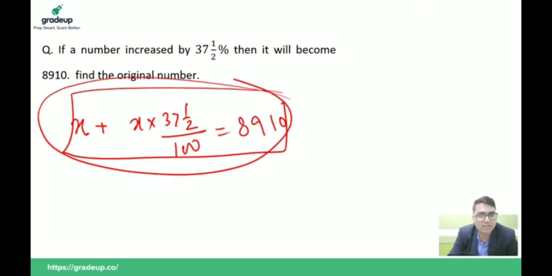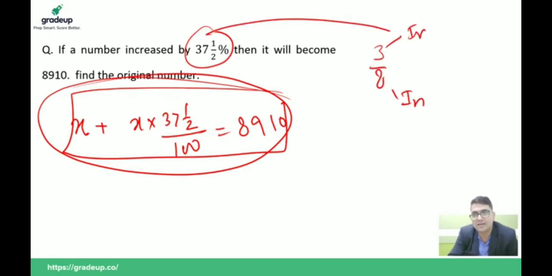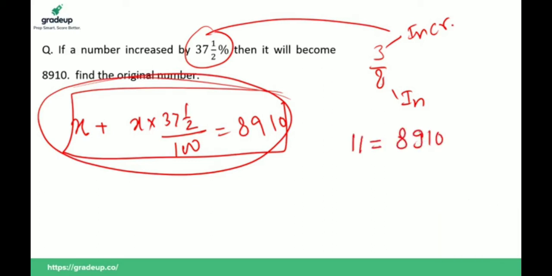To avoid this calculation, we will do this question by the ratio method. I can write this as this. So this is initial number, this is increment. Okay, so if 8 increased by 3, then number become 11. 11 is equal to 8910. 1 unit is equal to 810. We have to find initial number. Initial number is what? 8. Then this will become 6480.